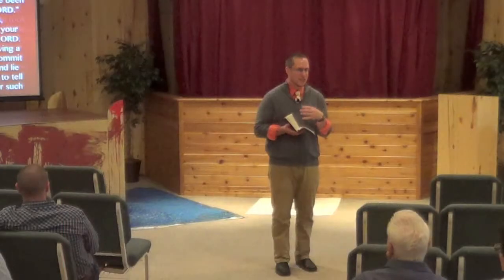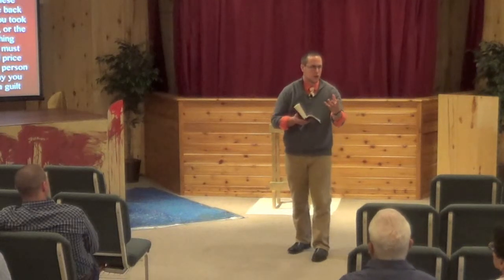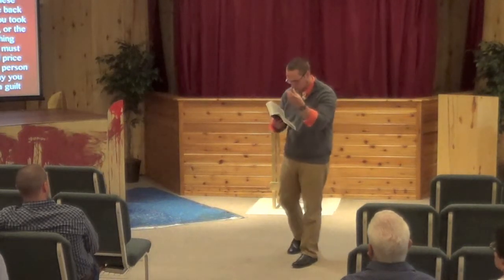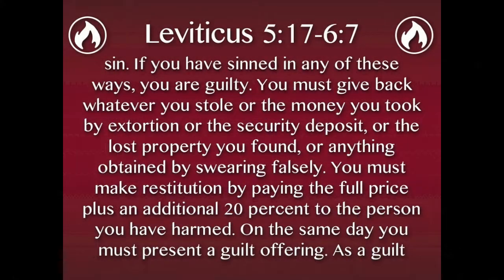If I in some way deceive you, if I in some way rob from you, if I in some way deny you something that you are due, then I am guilty. If you have sinned in any of these ways, you are guilty. You must give back whatever you stole, or the money you took by extortion, or the security deposit, or the lost property you found, or anything obtained by swearing falsely. You must make restitution by paying the full price, plus an additional 20% to the person you have harmed.